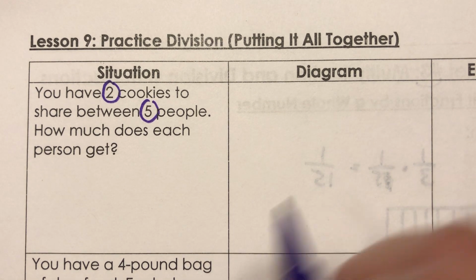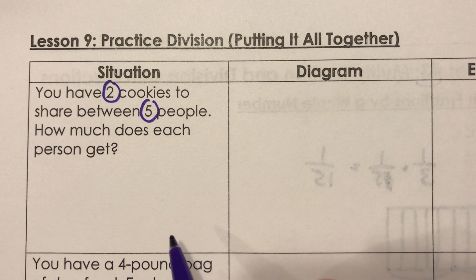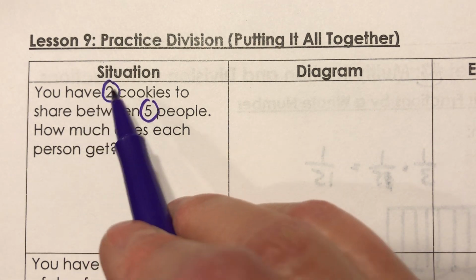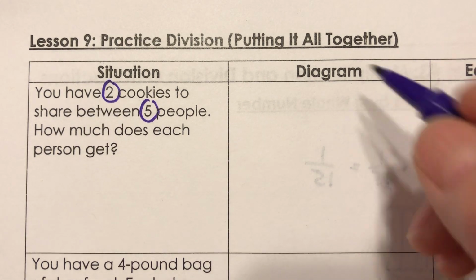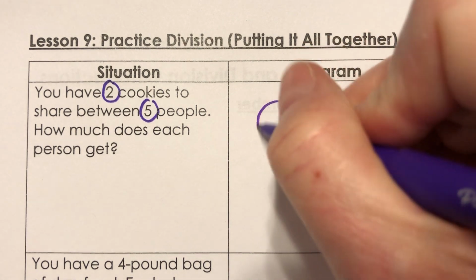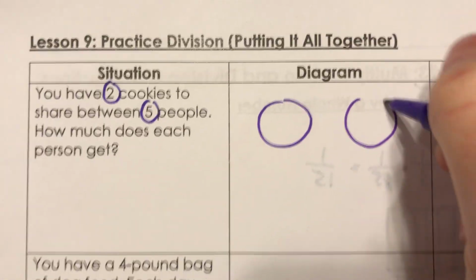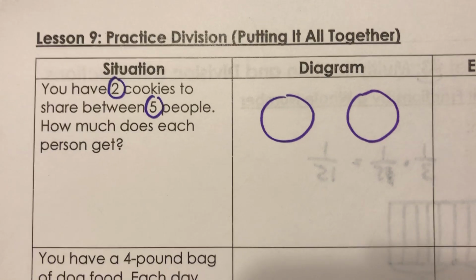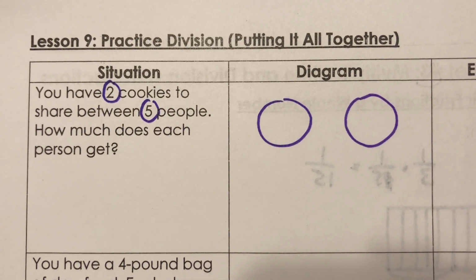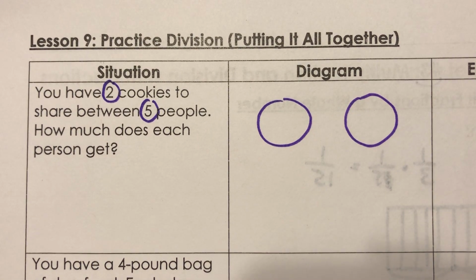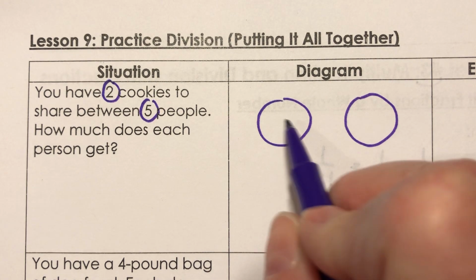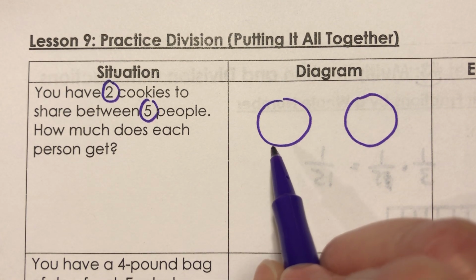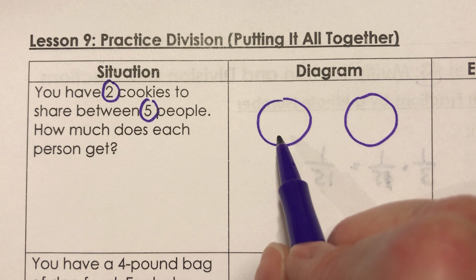So for our diagram of this, what do we start with? We don't start with 5 people. We have 2 cookies that we start with, right? So that's what we're sharing. So I'm going to draw 2 cookies. You should too. Okay. So now we have to share these 2 cookies between 5 people, all right? So that means we're going to take each cookie and cut it up into 5 pieces.